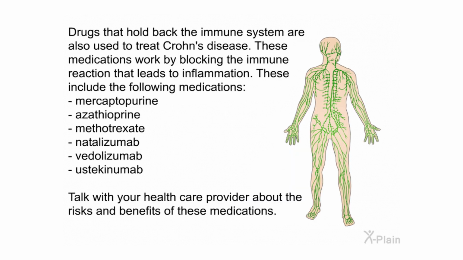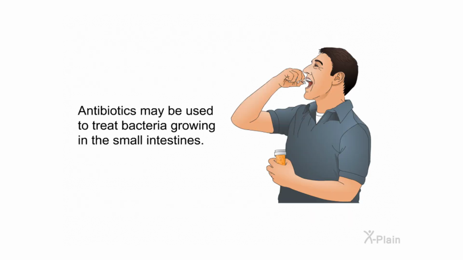Drugs that hold back the immune system are also used to treat Crohn's disease. These medications work by blocking the immune reaction that leads to inflammation. These include the following medications: mercaptopurine, azathioprine, methotrexate, natalizumab, vedolizumab, ustekinumab. Talk with your healthcare provider about the risks and benefits of these medications. Antibiotics may be used to treat bacteria growing in the small intestines.